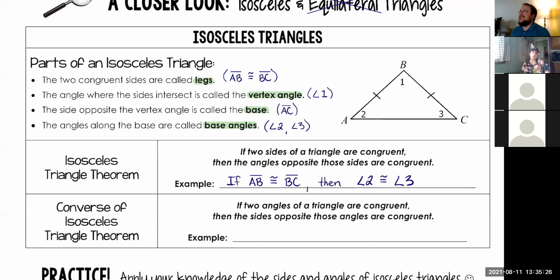Now, that's not saying that the angle measurement is congruent to the side measurement. Those are two different relationships. Sides are equal to each other. Separate from that, the angles then must be equal to each other.